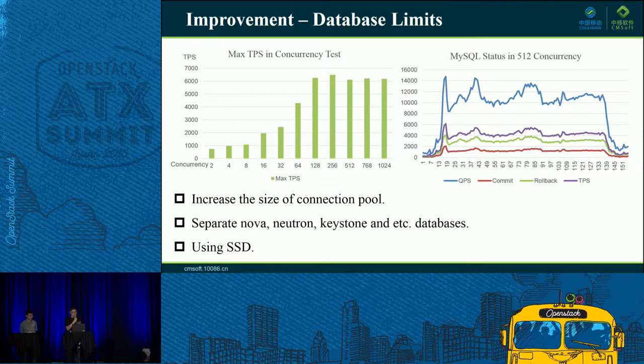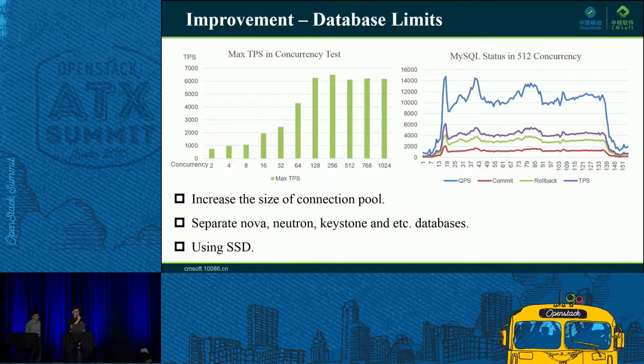Firstly, we look into the max TPS of database in concurrency test. The analysis is shown in the left figure. We can find that when concurrency ups to 128, the max TPS reaches 6,000, and when we do the concurrency of 256 or 512, we find the max TPS does not increase anymore. So we can assume that 6,000 TPS is our database limit.